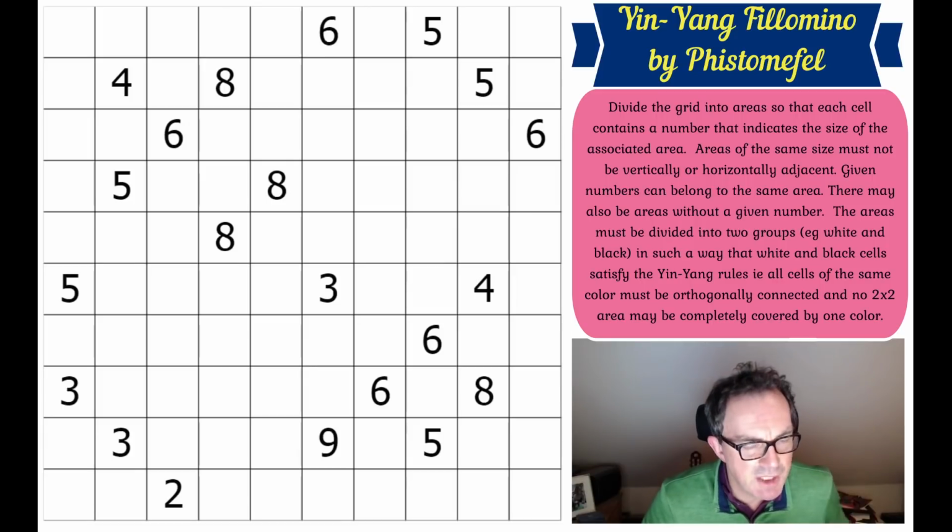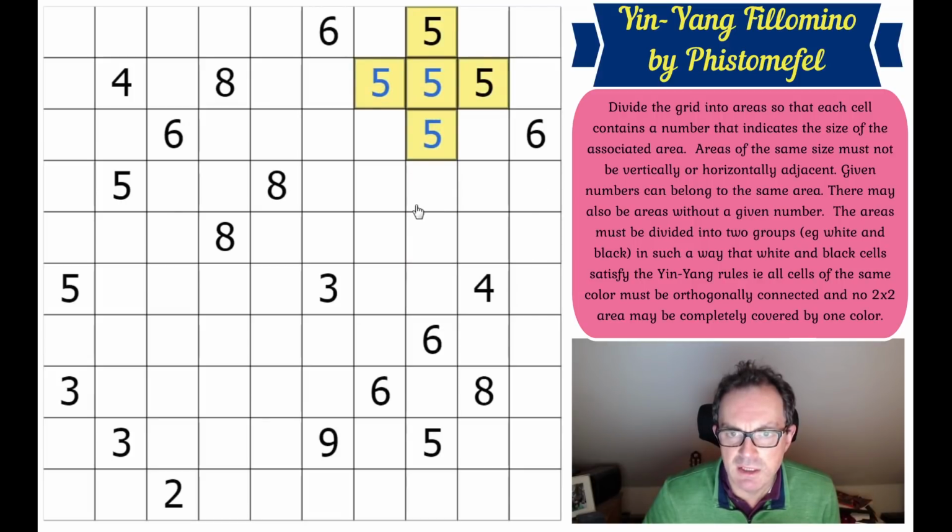So the idea is that we've got to divide the grid into areas so that each cell contains a number that indicates the size of the associated area. So just take a quick look at the grid. Let's imagine I did this. I made this. This would be absolutely fine because this area I've drawn here is of size 5, and every cell within it contains the digit 5.